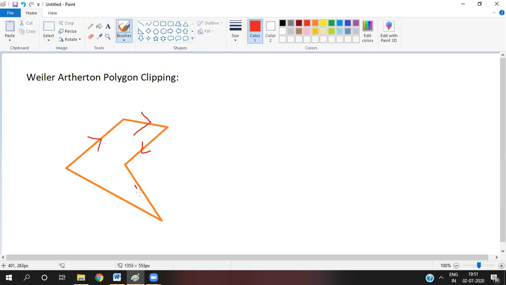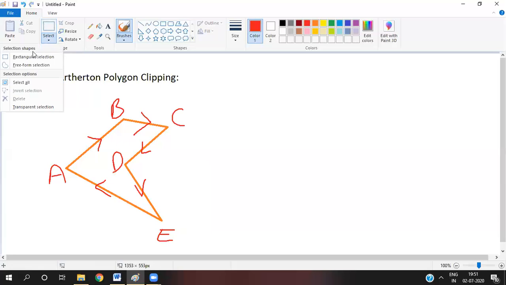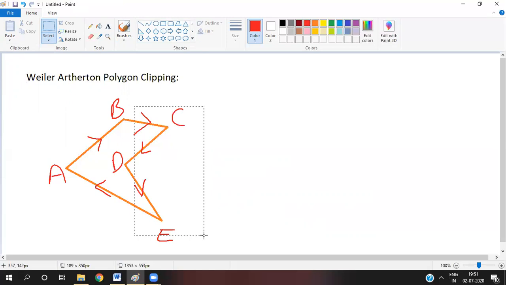Moving in a clockwise direction like this. Okay, A, B, C, D, and E. Okay, I will draw the intersection points as well. This is our window. Again, I will show you what is our window. Okay, this is our window.